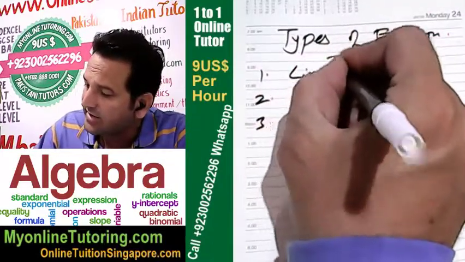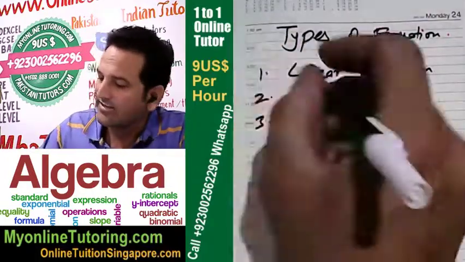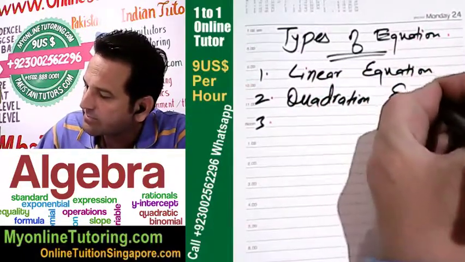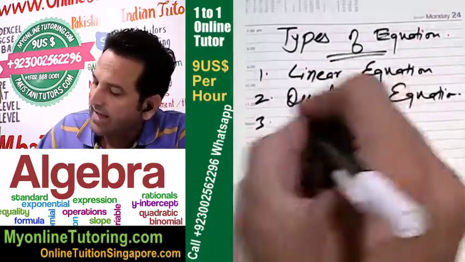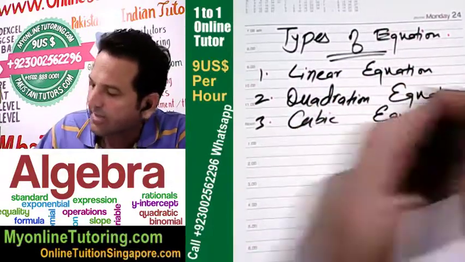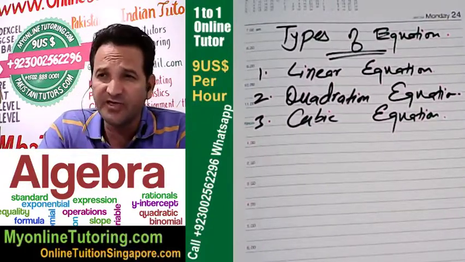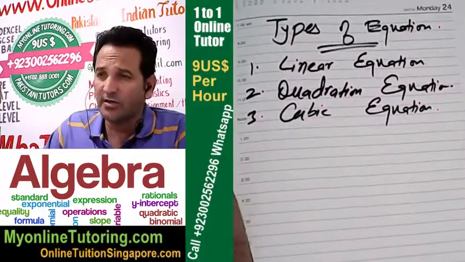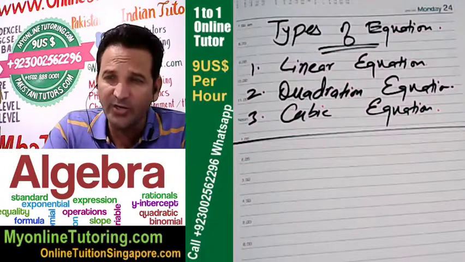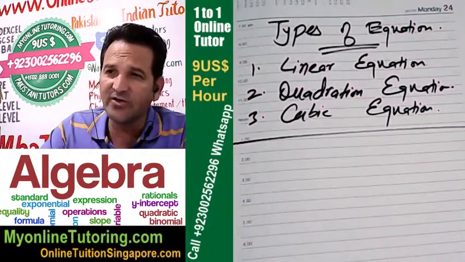One is linear equation. The second one is quadratic equation. And the third one is cubic equation. So what are these types of equation? First we will take what a linear equation is. Whenever you draw a graph of a linear equation, a line will be developed. A linear equation will always give you a line.